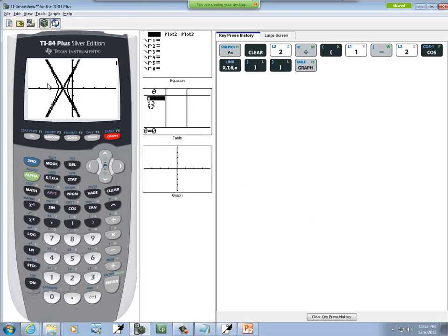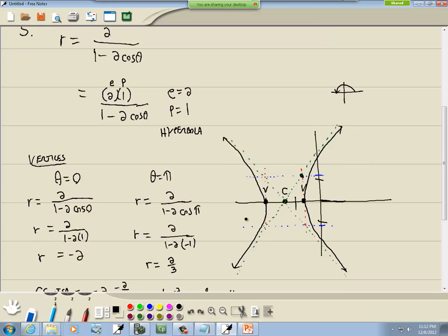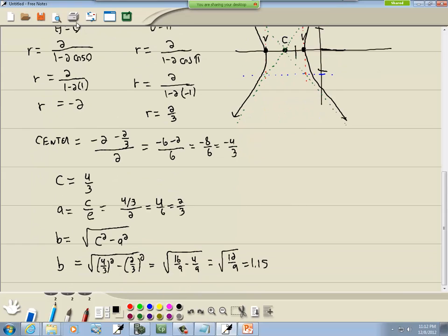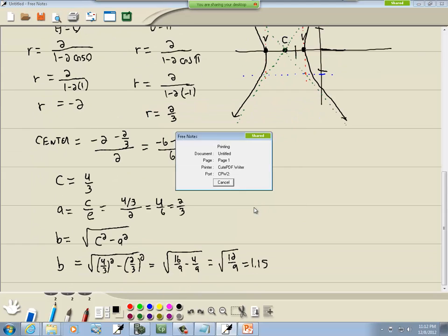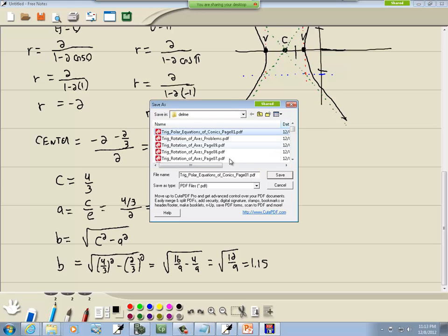And you see we get the same graph. Now it puts the asymptotes on there pretty thick. I don't like how the calculator does that. I'm not quite sure how to shut that off. The asymptotes shouldn't actually be part of your graph. Just what you see here without the dotted lines is your graph. So let's save that. And then let's look at our next problem.